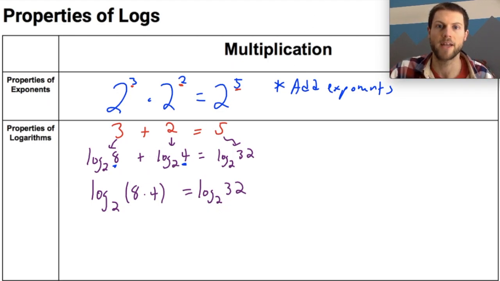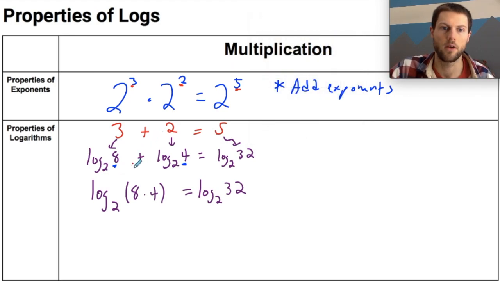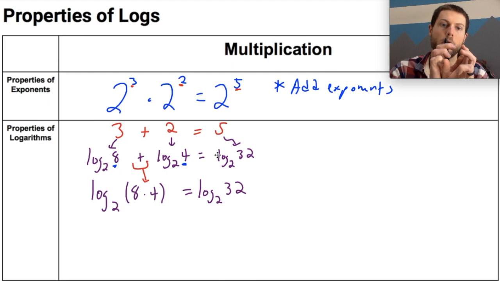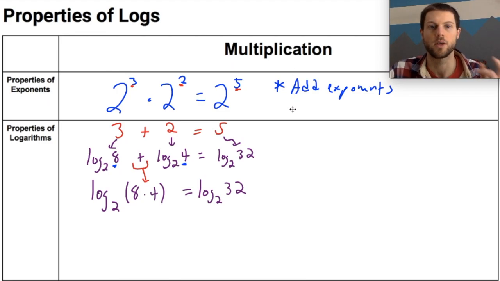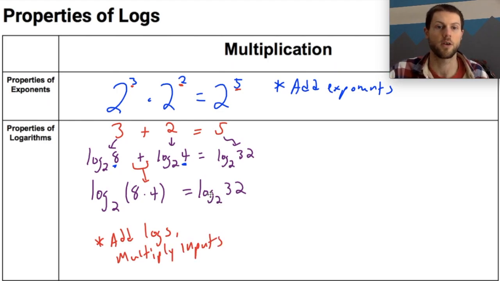And really what the magic is, when I'm adding these logs together, it becomes one log where I multiply the inputs together. So here we added the exponents, and when we're multiplying with the same base, we add the exponents. Here, if we are adding logs, we multiply the inputs. So that's the generalization that we're doing here.